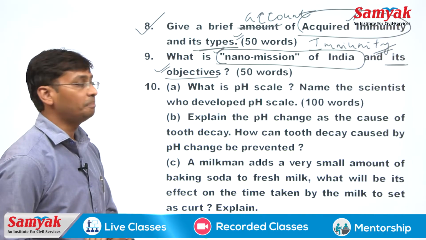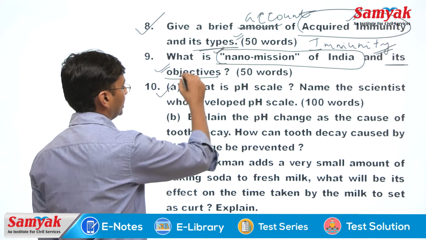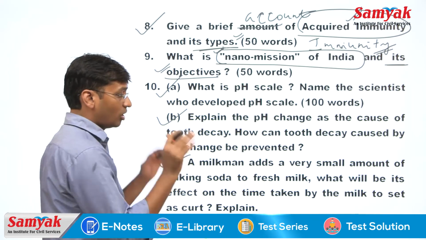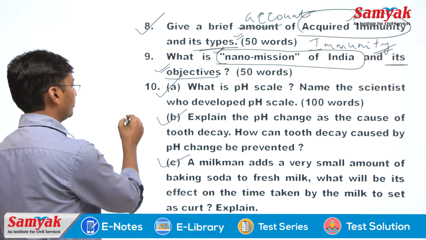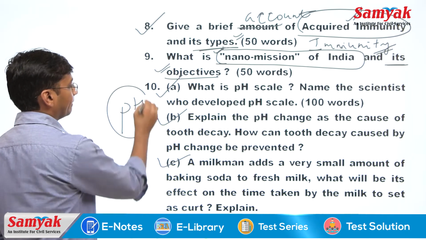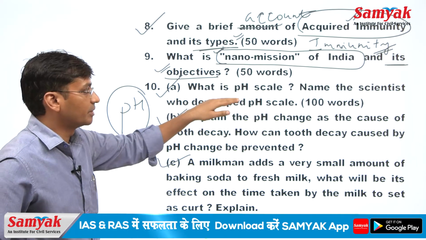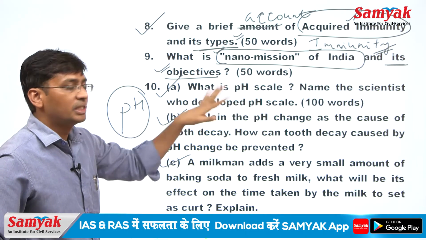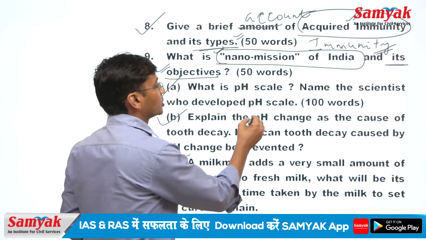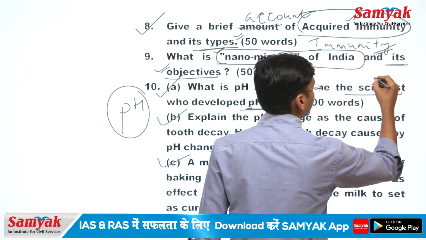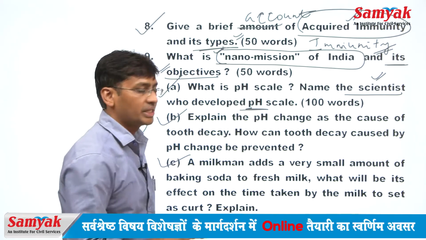The 10th question is, what is pH scale? Here in the 10th question they are asking you 3 questions, they all are related to the pH, or one can say that acid and bases. Okay. So, what is pH scale? First question is, what is pH scale? Name the scientist who developed pH scale, that is Sorensen. Okay. So, you have to answer here, name the scientist who has developed the pH scale.